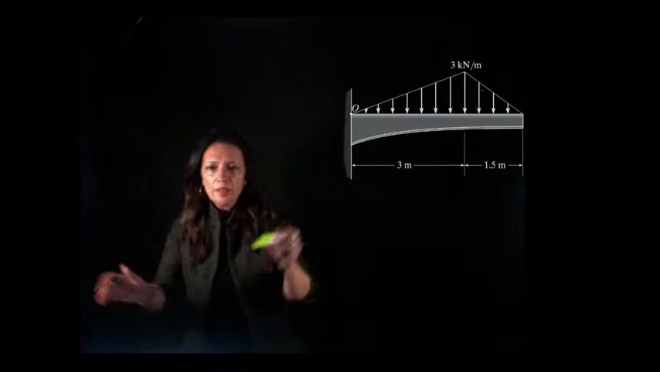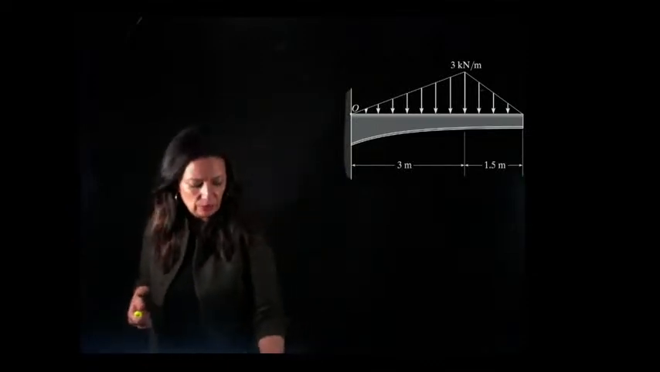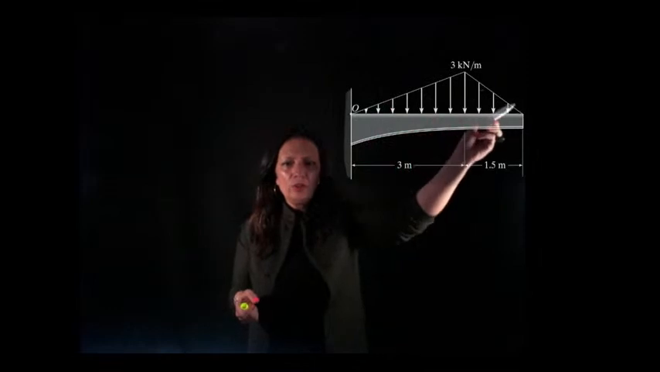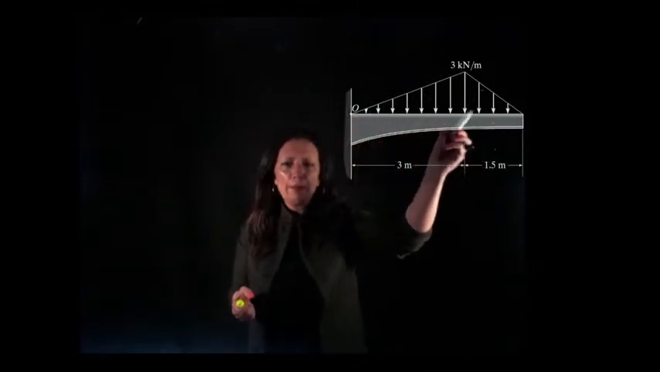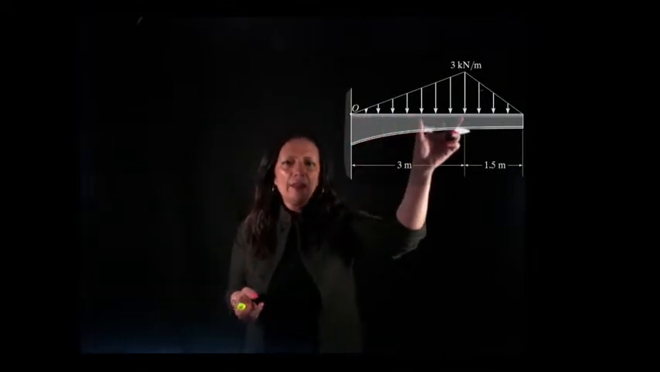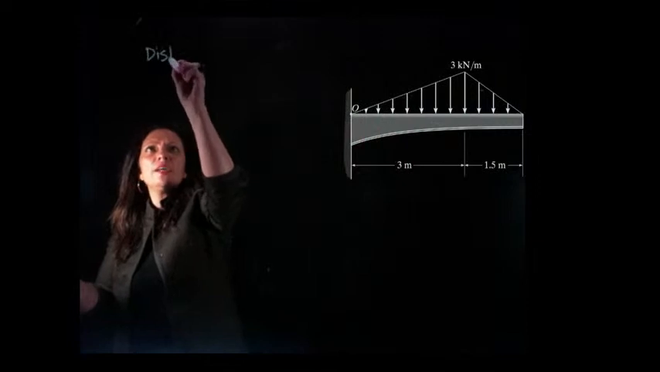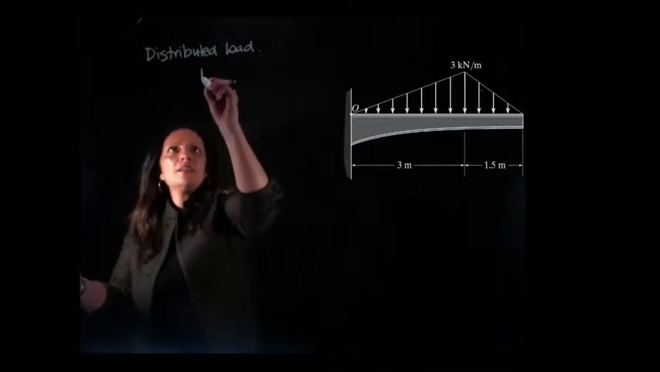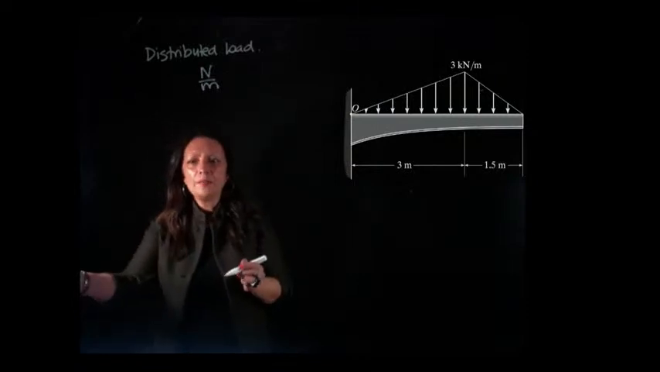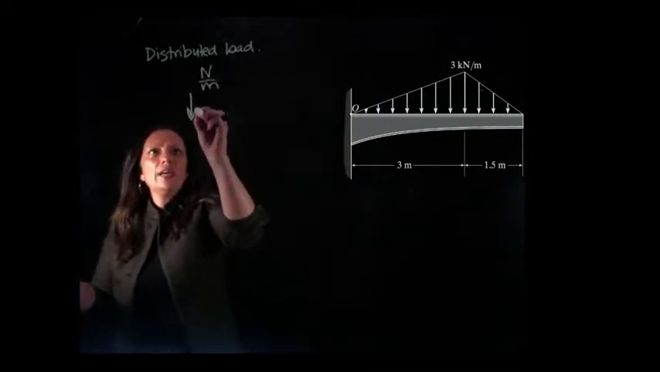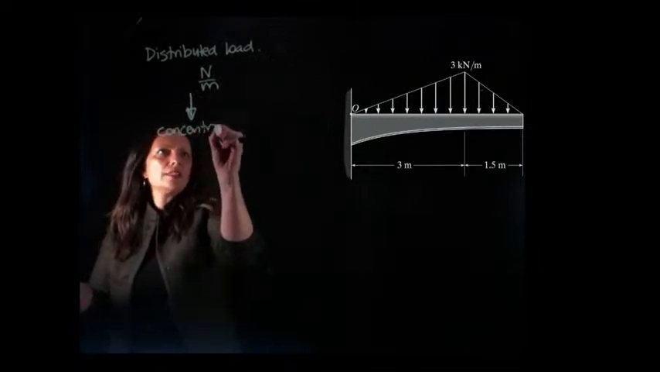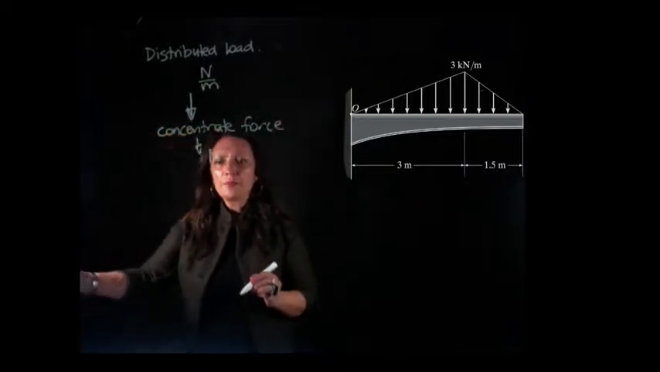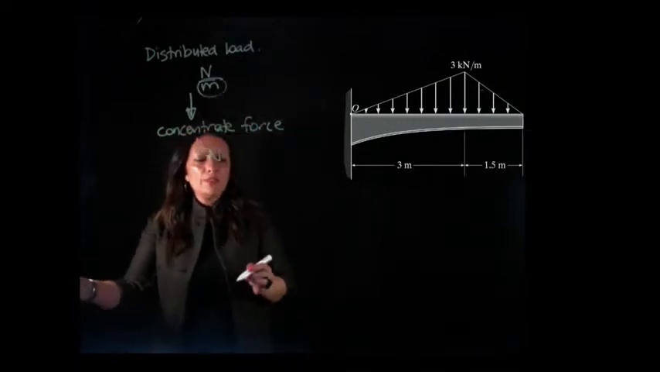Okay, so before we start looking at this question, let's just take a quick look at distributed loads. What we have here is what we call a distributed load. It goes across the whole beam, and sometimes it just goes through for a section of the beam. So what do we do with it? The unit for distributed load is newtons per metre, and we need to turn this distributed load into a concentrated force, so then we can solve the problem. So we want to turn it into newtons. We need to work out what to do with this metre.